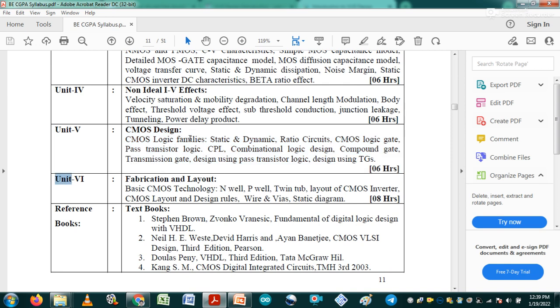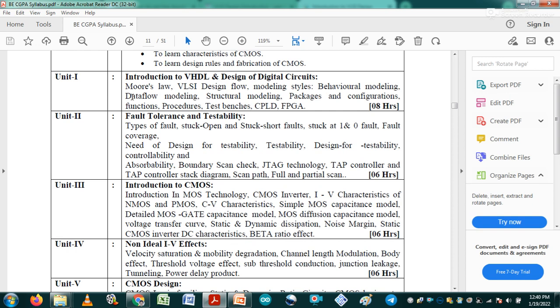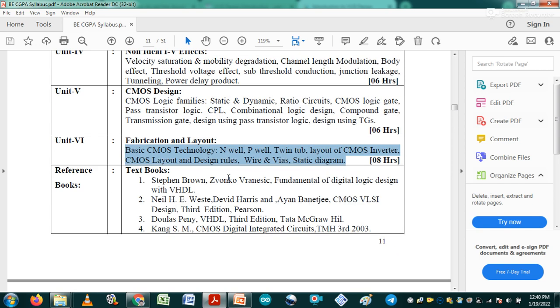CMOS design is all about how we can maintain the ratio and how we can adjust the number of gates in certain designs. And fabrication and layout is ultimately about giving the fabrication and layout of all the circuits which we are designing. So these are the main things we are learning in this subject.